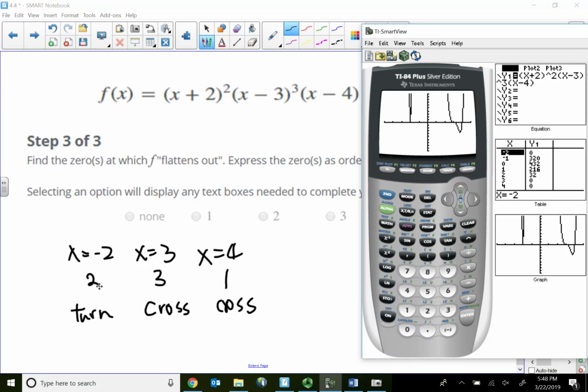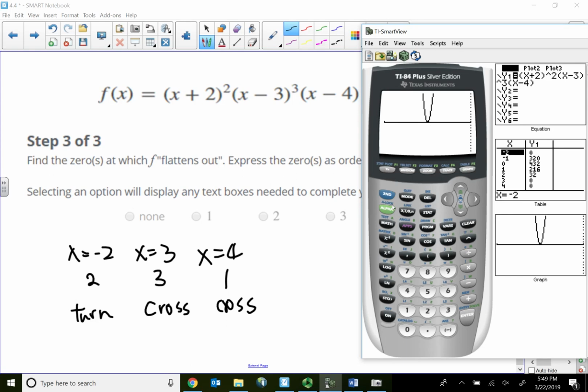All right. At -2, right here, it turned. So I'm going to look at just this part of the graph. I'm going to change my window from -2 to -1, so we can take a closer look. So what does it mean by flattens out? I should not have done that. I should have done -3 to -1. All right. So I can't really tell what's going on right here.